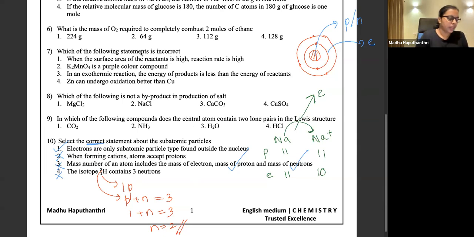Right. That is the 10th question. Answer is number 1. Then we'll go to the 11th one. So here, the main idea is that chemical reactions always involve just electrons. Electrons released, if not electrons accepted, if not electrons shared. It's all about electrons.